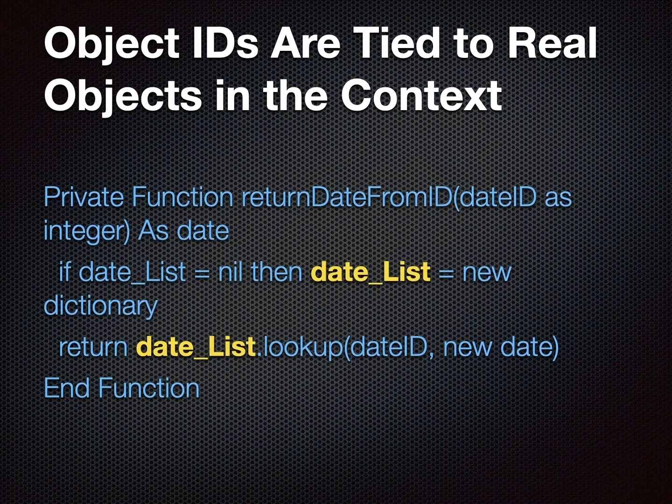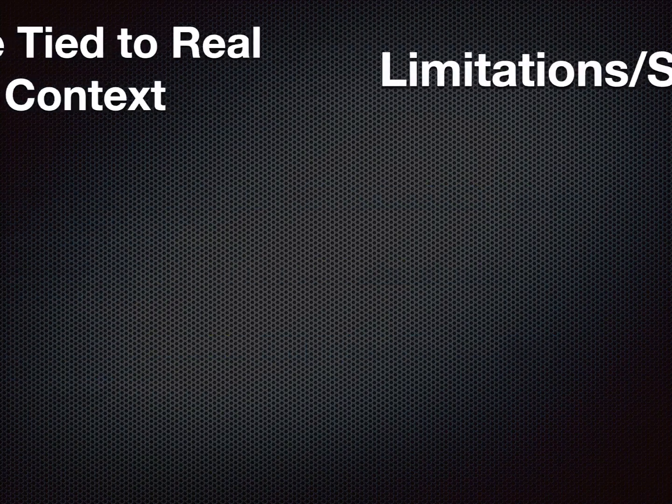So again, just to reiterate, we're only passing integer IDs back to the main program. This is an example of the return date from ID routine that's part of the main context object. It's just looking up the date object in the dictionary and returning whatever date is located. In this case, it's a new date. So if it couldn't find it, it would return today's date. This isn't for error, so it'll always return a date that way.